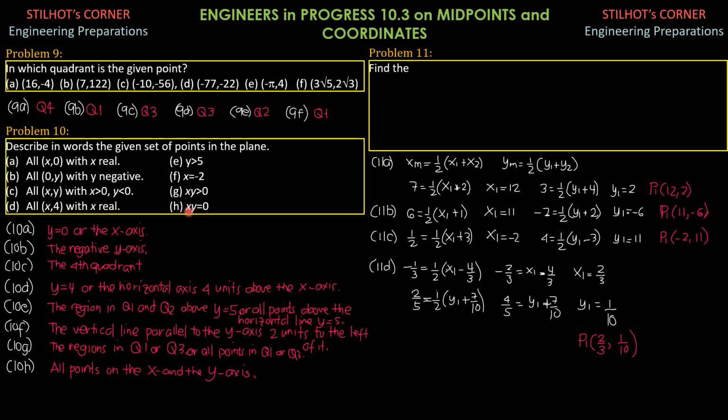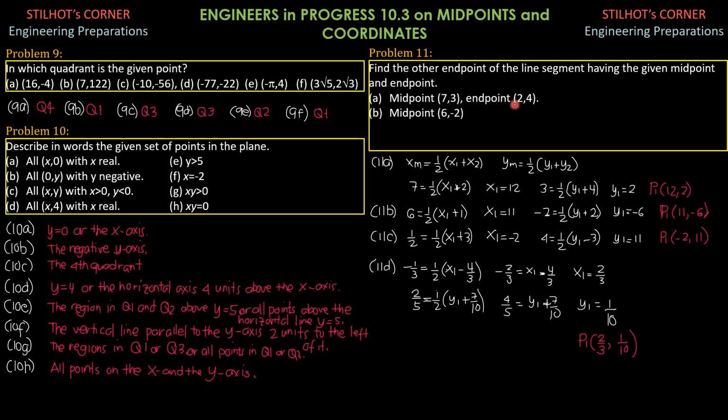Then problem 10, 11, find the other endpoint of the line segment having the given midpoint and endpoint. So we have the midpoint 7, 3 and endpoint 2, 4 to find the other endpoint, and up to D. So our guide is midpoint is just the average of the coordinates, so average of the abscissas. Y sub m, the midpoint of the line segment joining two points, is the average also of the ordinates.